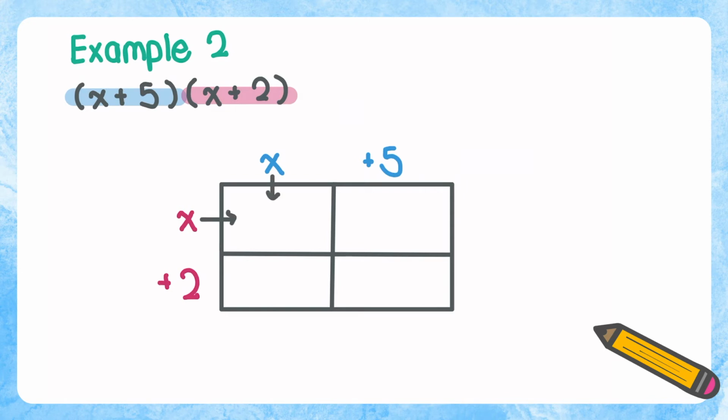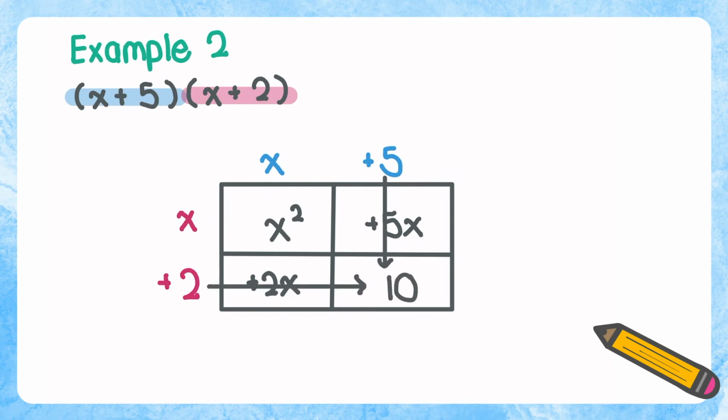So let's start multiplying out each mini box. So first, x times x is x squared. And then what is positive 5 times x going to be? So that is positive 5x. Moving on to the bottom row, x times positive 2. This is positive 2x. And then this 5 times 2. So positive 5 times positive 2 equals positive 10.